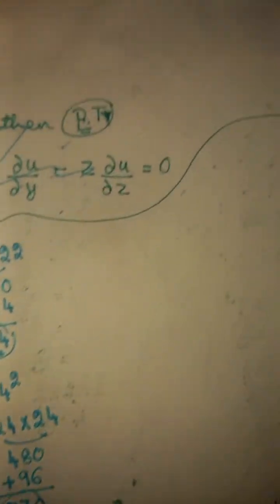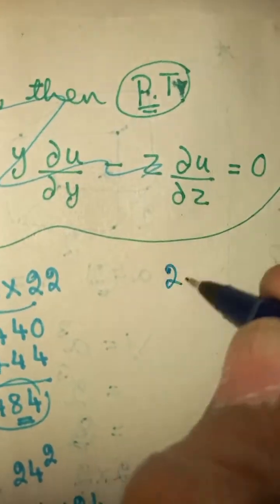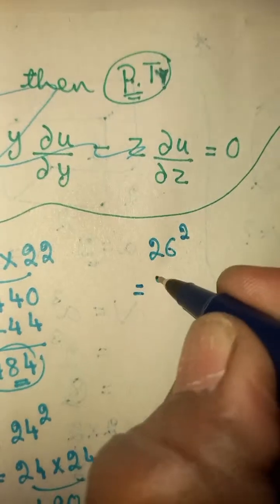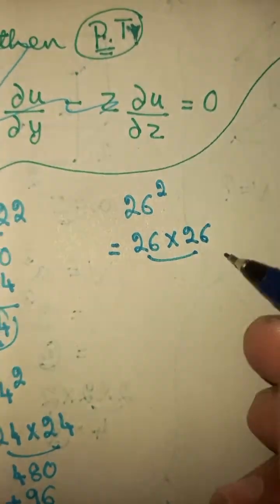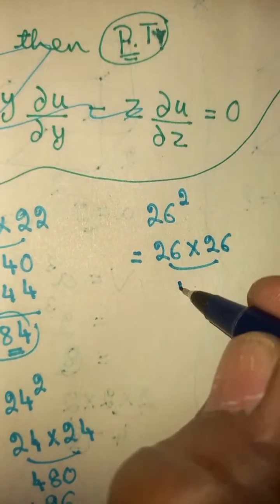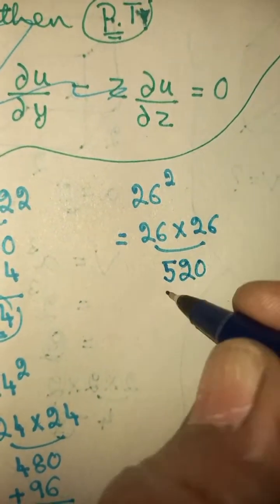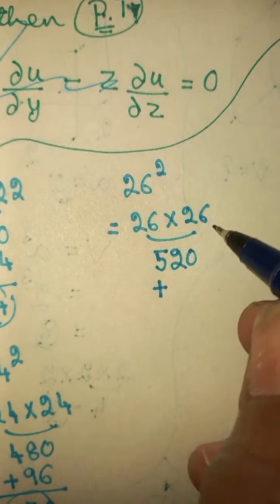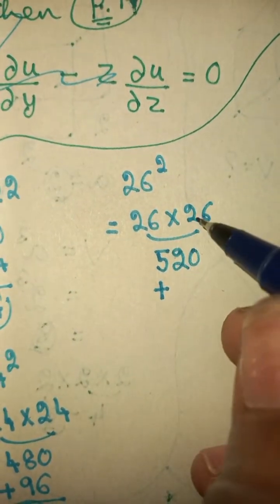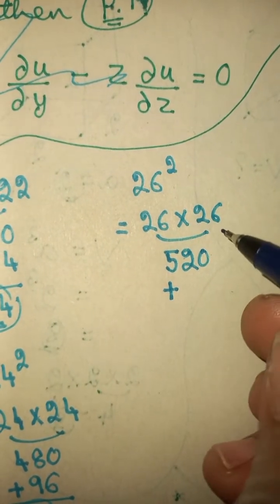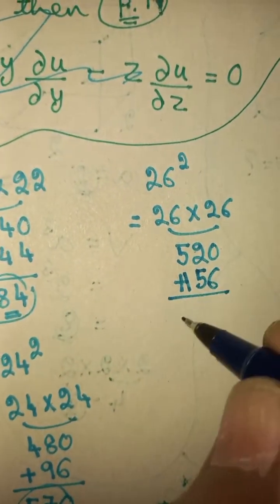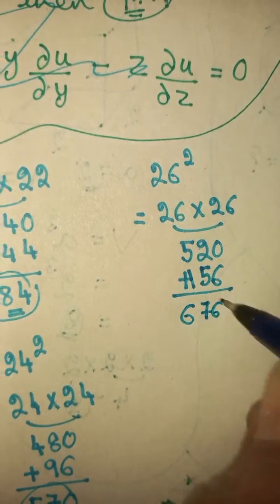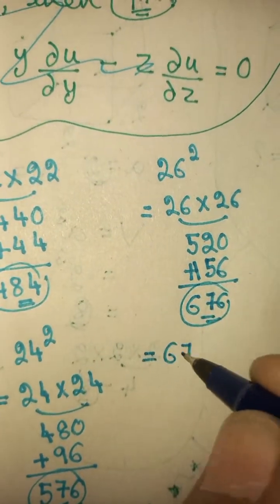Now let's find out what is 26 square. 26 square means it is 26 times of 26. 26 times of 20 becomes equal to 520, plus 26 times of 6, which is 20 times of 6 is 120, 6 times of 6 is 36, 156. Now if you add, you get it as 676. That's the value of 26 square.